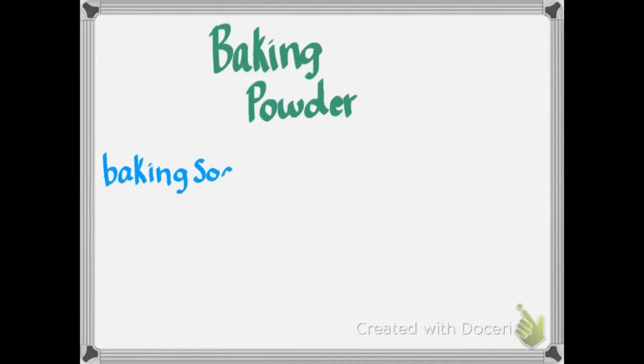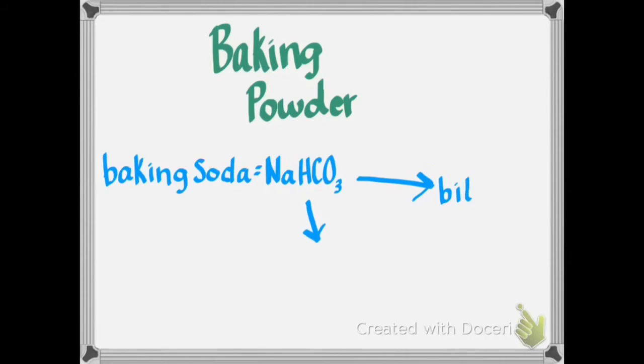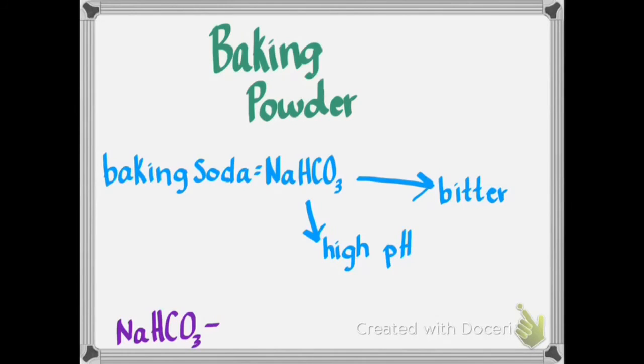Baking powder has a unique backstory. At one point, it was baking soda, NaHCO3, which is bitter and has a high pH and is less balanced with an acid. Baking powder is baking soda, which has already been neutralized with an acid. This ingredient helps leaven the cake by producing CO2 bubbles to make the cake light and fluffy.